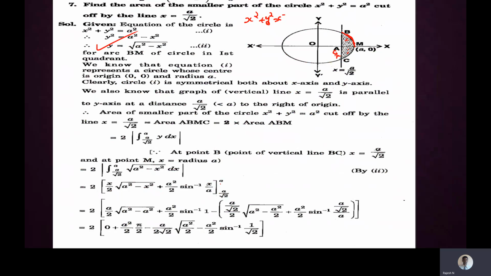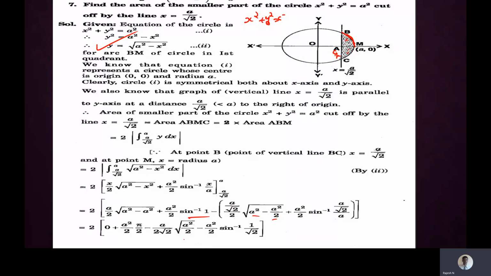So if you apply the upper limit, it means a squared minus a squared is 0. Then a squared by 2 into sine inverse a by a. Sine inverse a by a is what? 1. So a squared by 2 into sine inverse 1. What is sine inverse 1? Pi by 2. Minus the lower limit: a by root 2 by 2 into root of a squared minus a squared by 2. a squared minus a squared by 2 is, this is full a squared, this is half a squared. So you are getting half a squared.